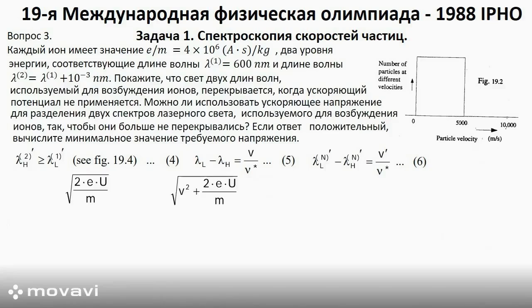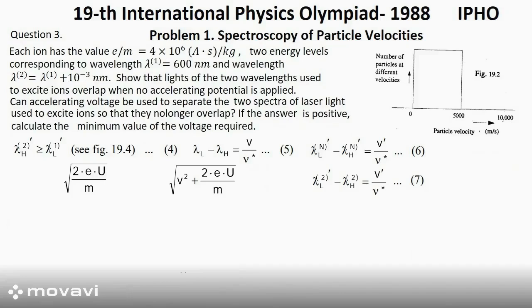The lowest velocity in this case is square root from 2 EU over m, and the subscript h relates lambda to the highest velocity of the ion, in this case square root from v square plus 2 EU over m. Equation 6 will be used first to calculate width of velocity spectrum of the ion accelerated by voltage u, and second, to calculate potential u, which results in condition given by expression 4. Let us take up the second energy level, lower energy level of the two ones, of the ion first: lambda L2 prime minus lambda h2 equal v prime over v star.